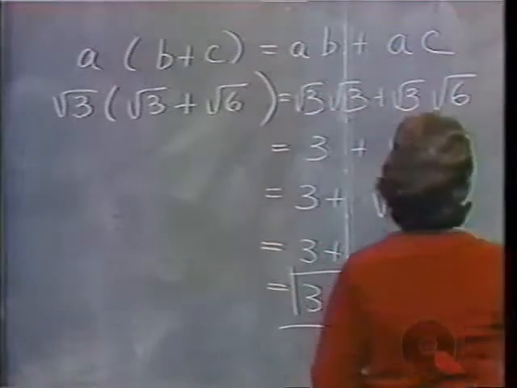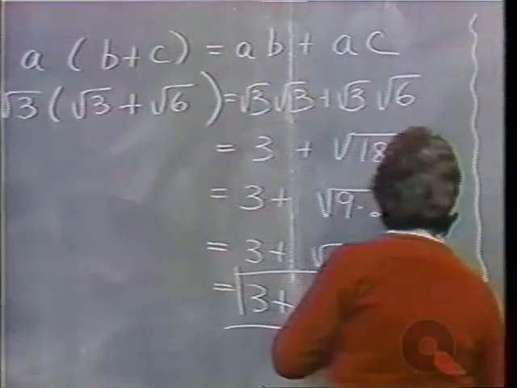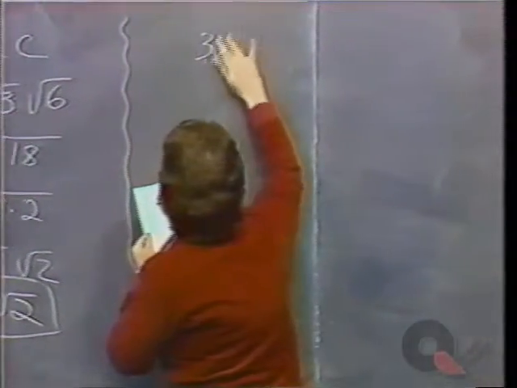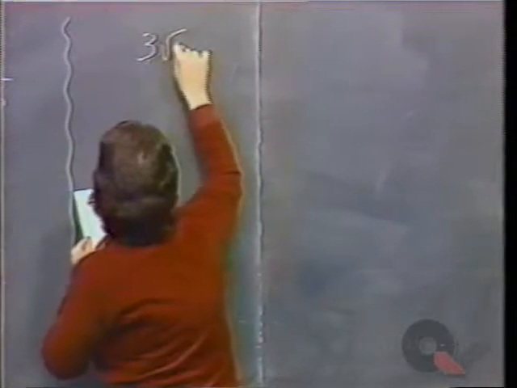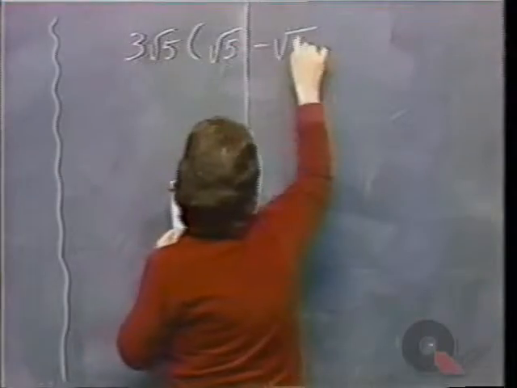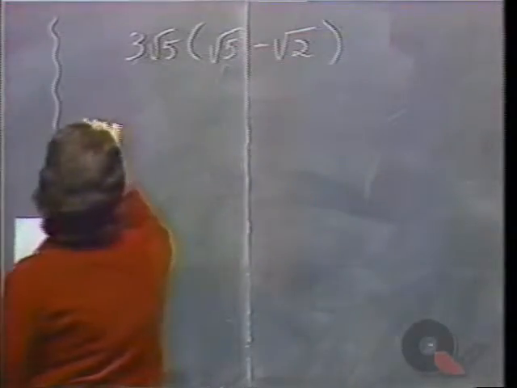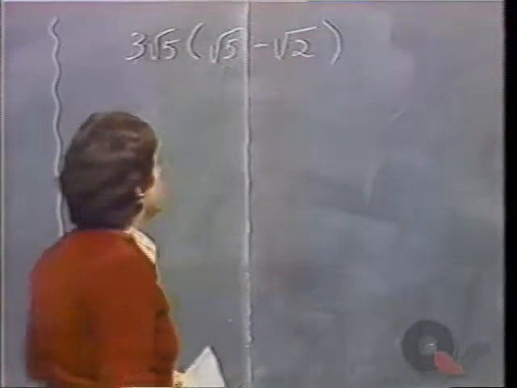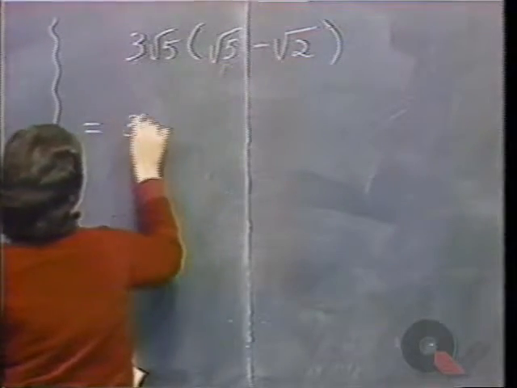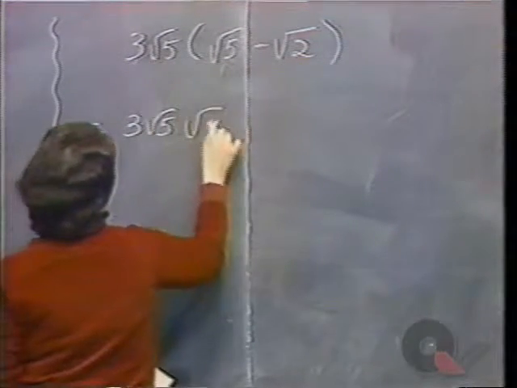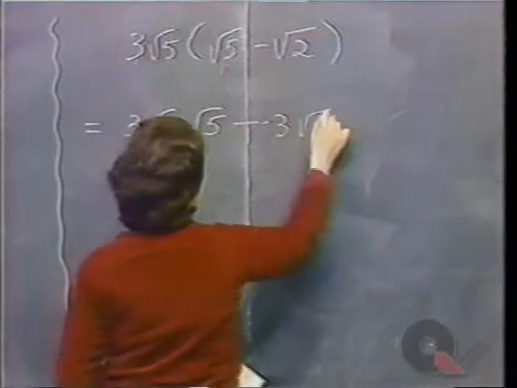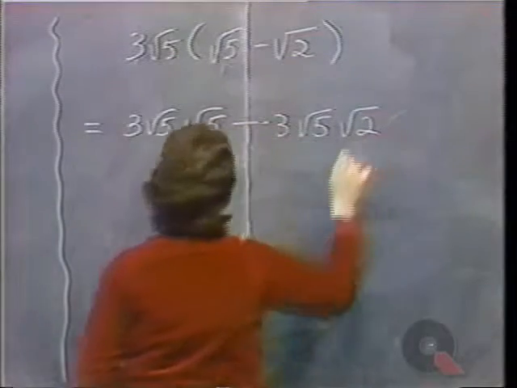Okay, let's try another one. 3 times the square root of 5 times the square root of 5 minus the square root of 2. Once again, using the distributive law, we'll get 3 the square root of 5 times the square root of 5 minus 3 the square root of 5 times the square root of 2.